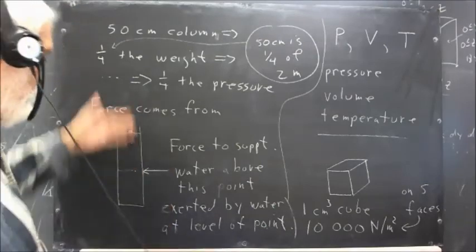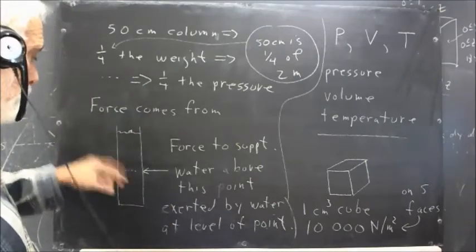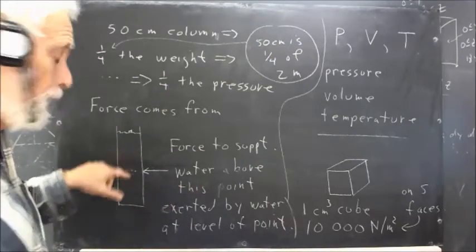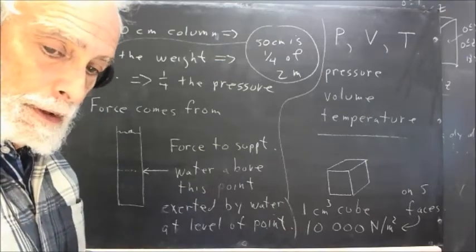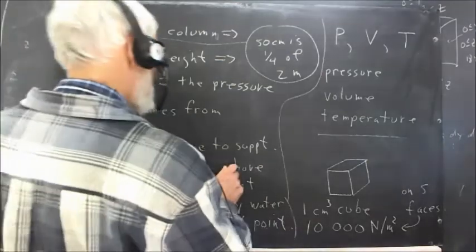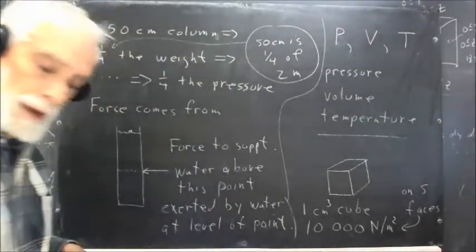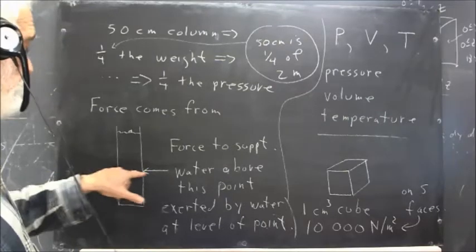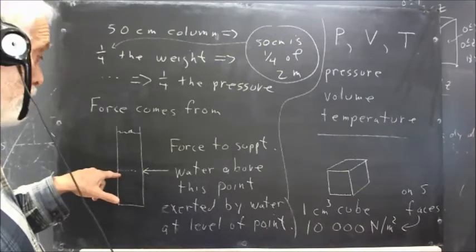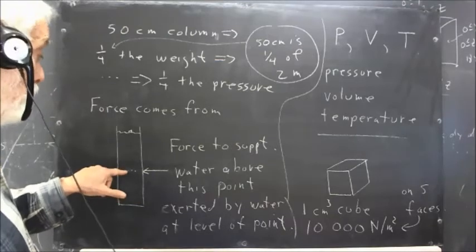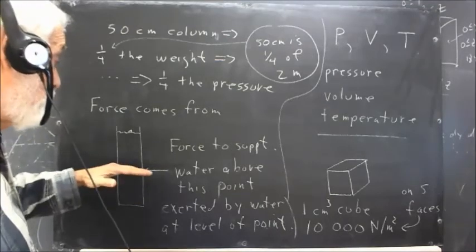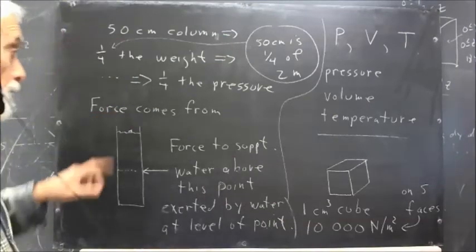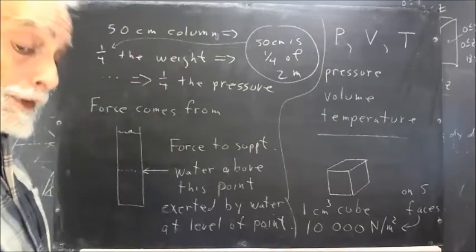The point here then is, we got this tube. We got 50 centimeters, we got some water down below that. The force to support the water above this mark, which is 50 centimeters from the top, comes from whatever is here at the 50 centimeter level. Okay, what's here is the water. So the water right here supports the weight above. Now you have 1/4 of the pressure, that would be 5,000 pascals.